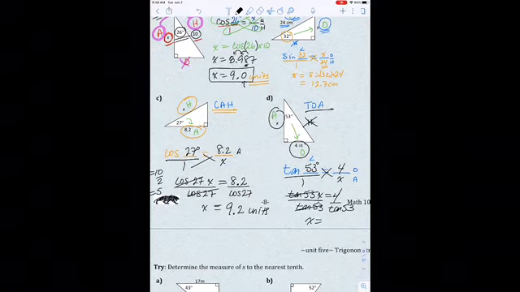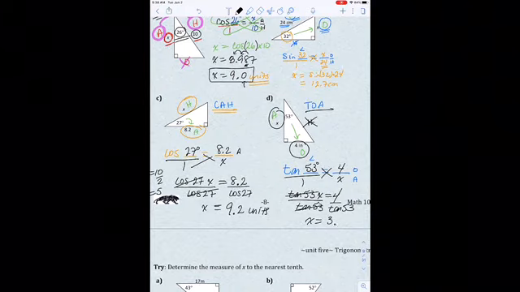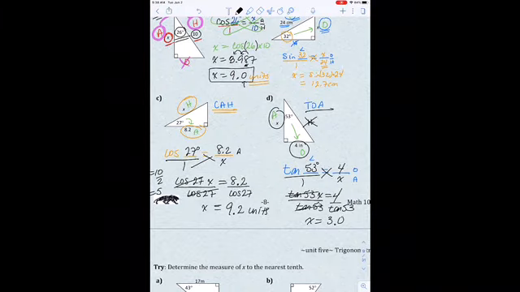And x is equal to 4 divided by tan of 53, which is equal to 3.01, which rounds to 3.0. And this one is inches.